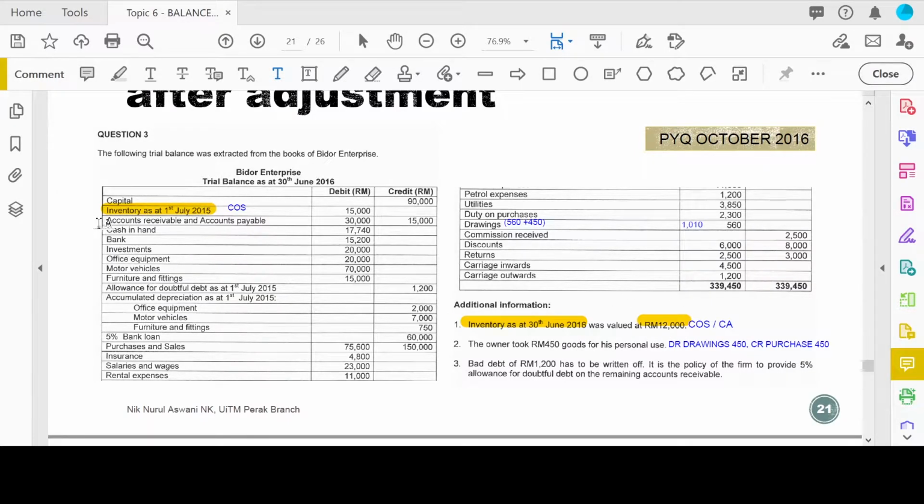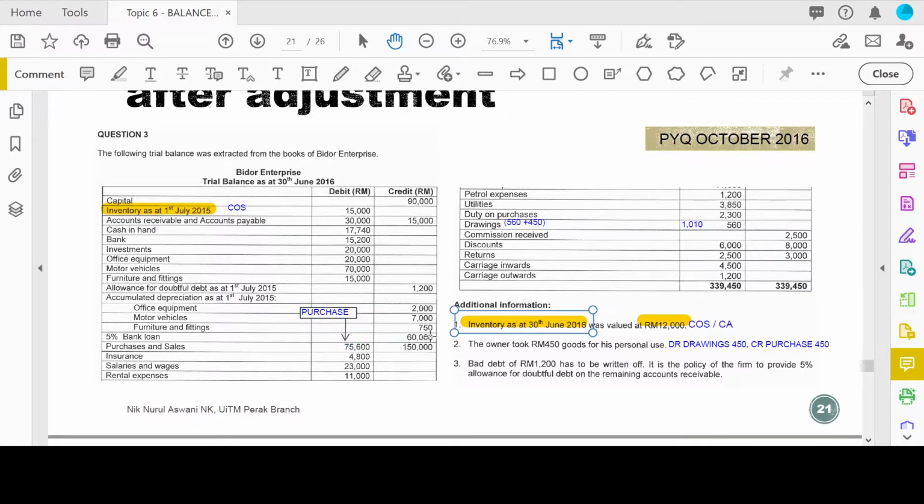Next, purchase. You credit purchase. So if you refer here, you have purchase and sale. This 75,600 is purchase, because purchase is an expense account, and an expense account usually has a debit balance. So that is a purchase.